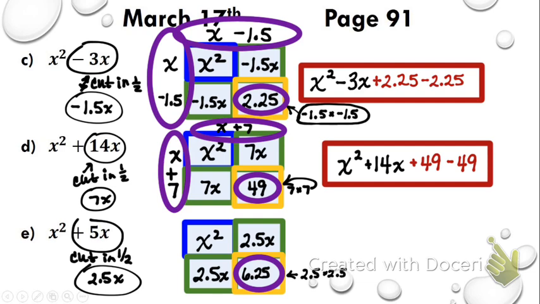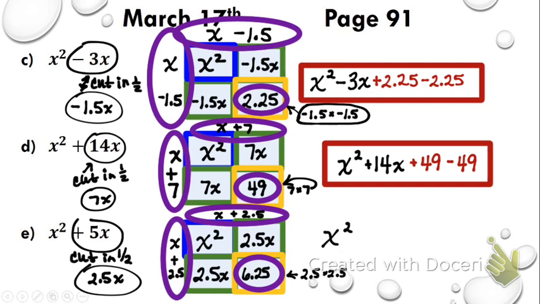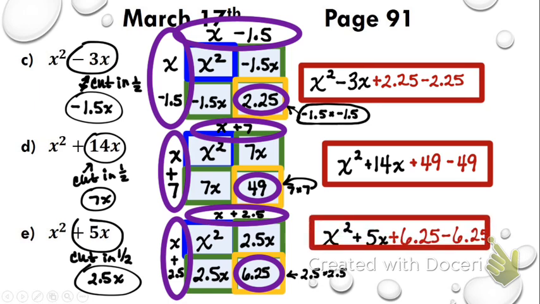How big are my sides? Love it. X plus 2.5, x plus 2.5. I had the x squared. I had the 5x. Add 6.25, because that's what I need to finish this out. And then you subtract it again, because nobody is being that generous with us. We got to pay it back every time. We're going to look at one last thing on page 92.